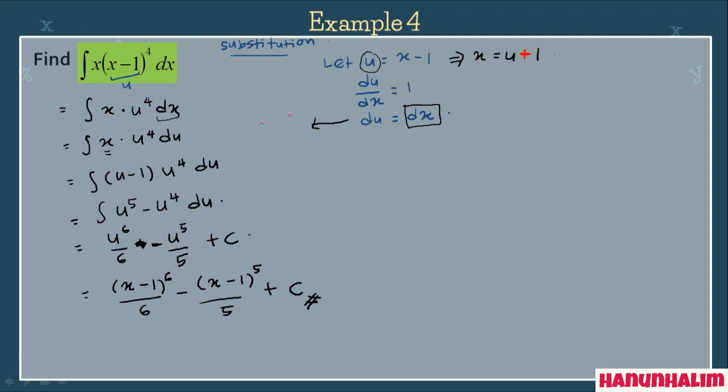So hati-hati. Okay, after kita ganti x, kita akan dapat u plus 1. And then kita expand pun plus. This one pun jadi plus. And lastly, our final answer should be x minus 1 to the power of 6 over 6 plus x minus 1 to the power of 5 over 5 plus c.